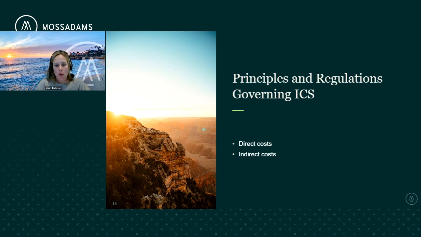FAR 2.101 defines indirect costs, and those are going to be costs that can't be attributed directly to a contract or a cost objective. So instead, it might be incurred specifically just for the overall running of the business, or it might support multiple cost objectives. And again, these costs that are indirect can't be treated as direct costs.